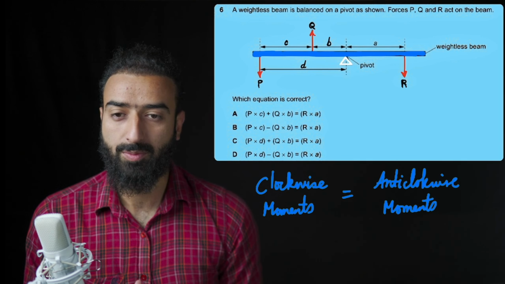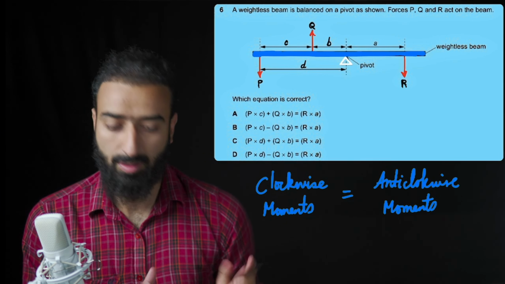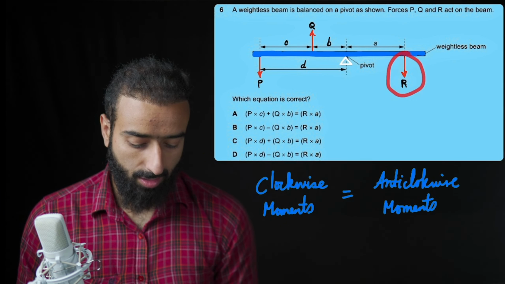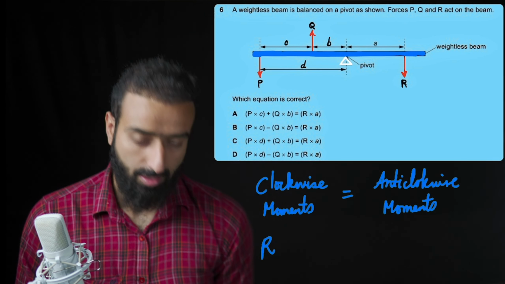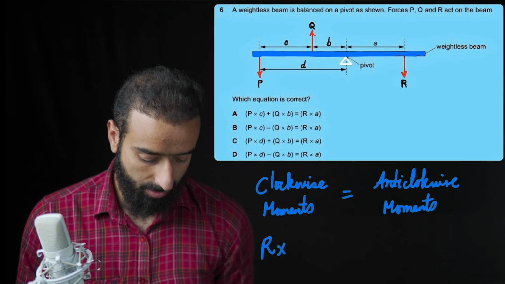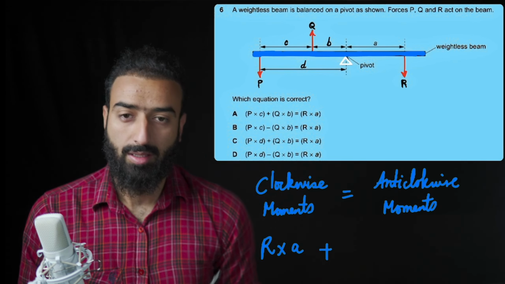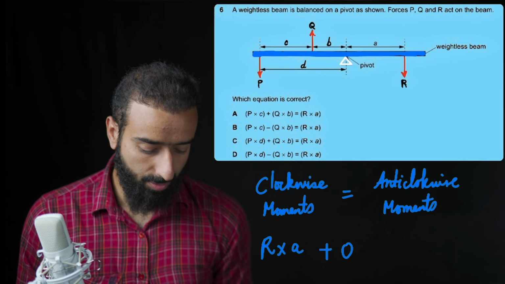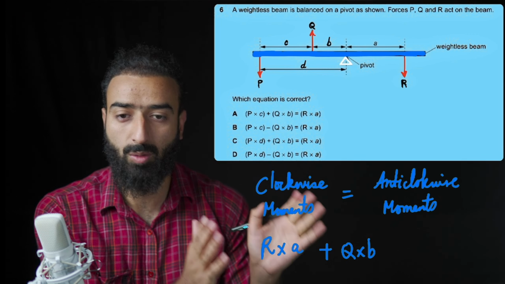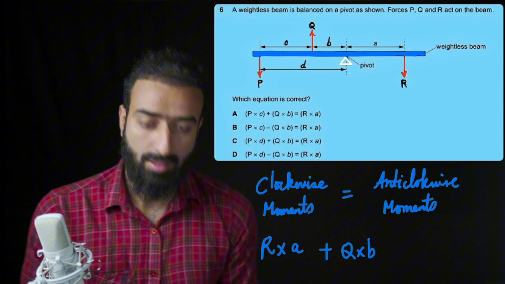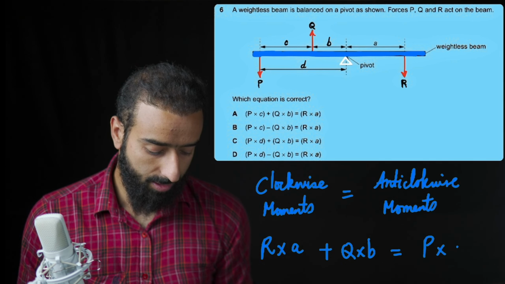For clockwise moments, R and Q, both of them are responsible. The moment due to R would be the force R times the distance. The distance is A, plus the moment due to Q. The moment due to Q will be Q times B. That's the clockwise moment part, equals the anti-clockwise moment. That would be P times C.